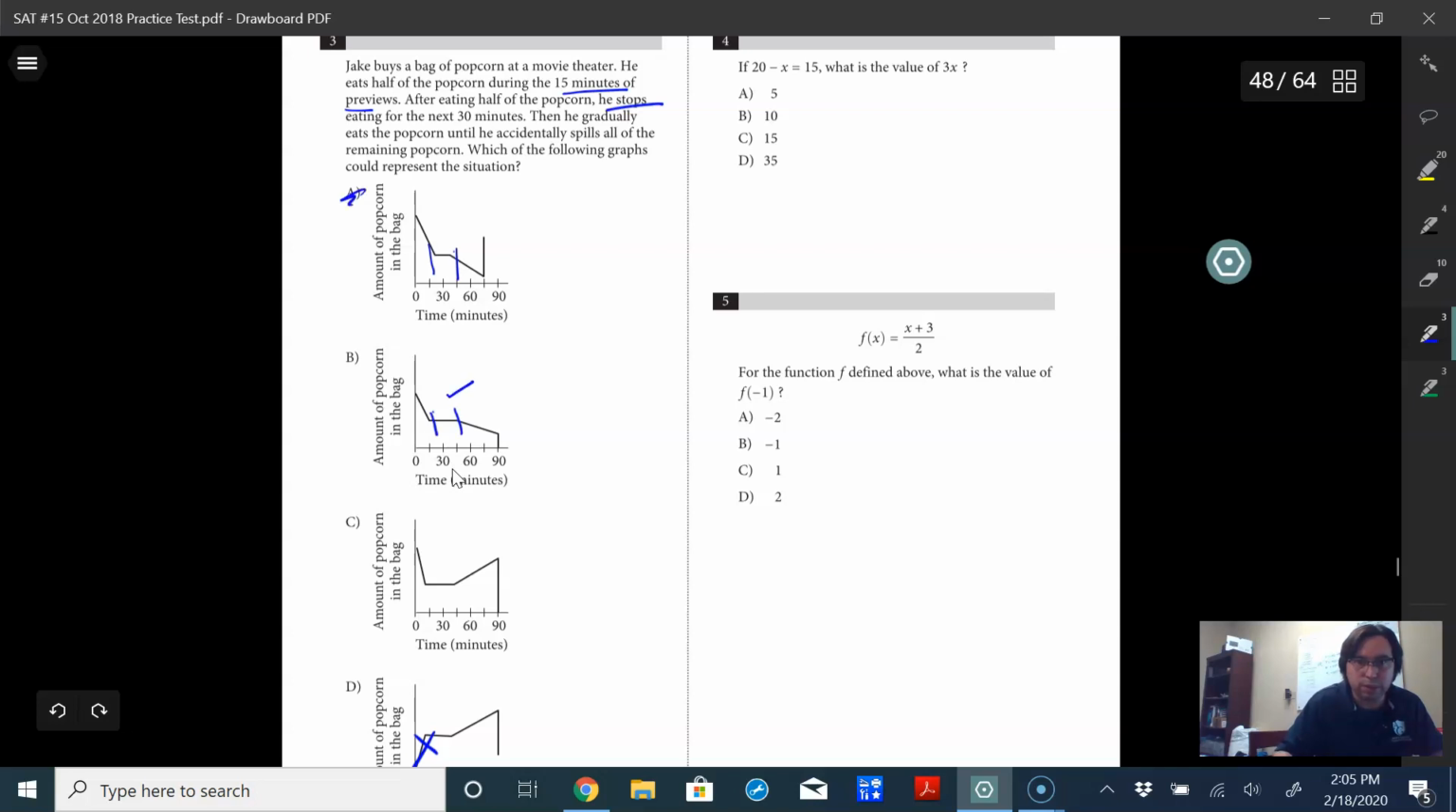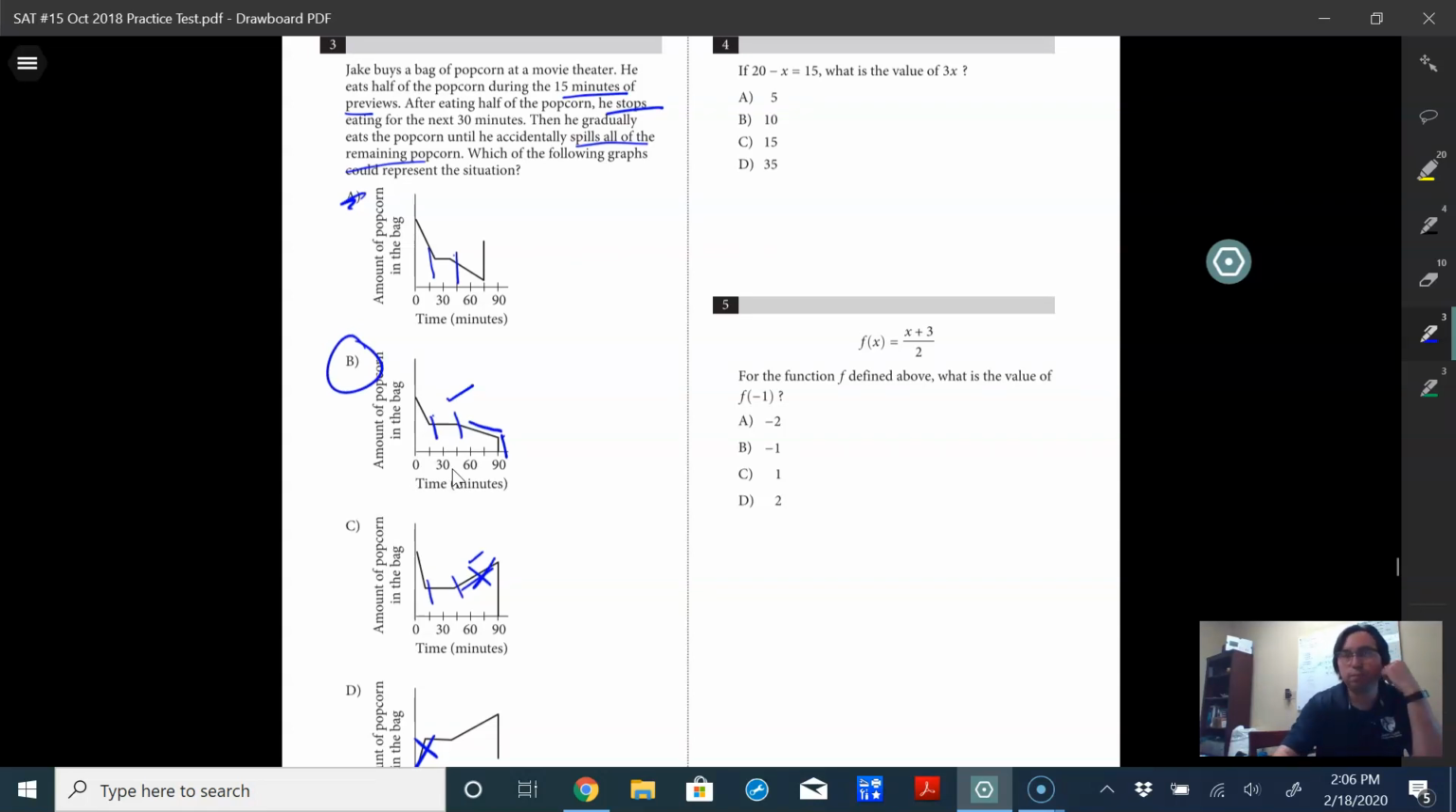So we know that A is out. And then right here, looks like there's another pause. So that looks like that is okay there. Then he gradually eats the popcorn until he accidentally spills all of the remaining popcorn. So spills remaining popcorn, well then, we see that this is gradually going down, and then boom, none left. Here, it's refilling up, so it cannot be C, and it has to be B here.